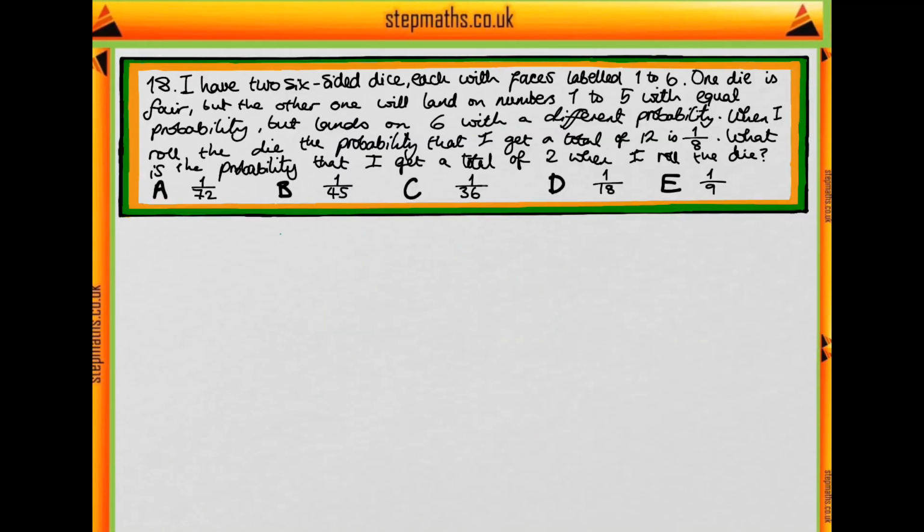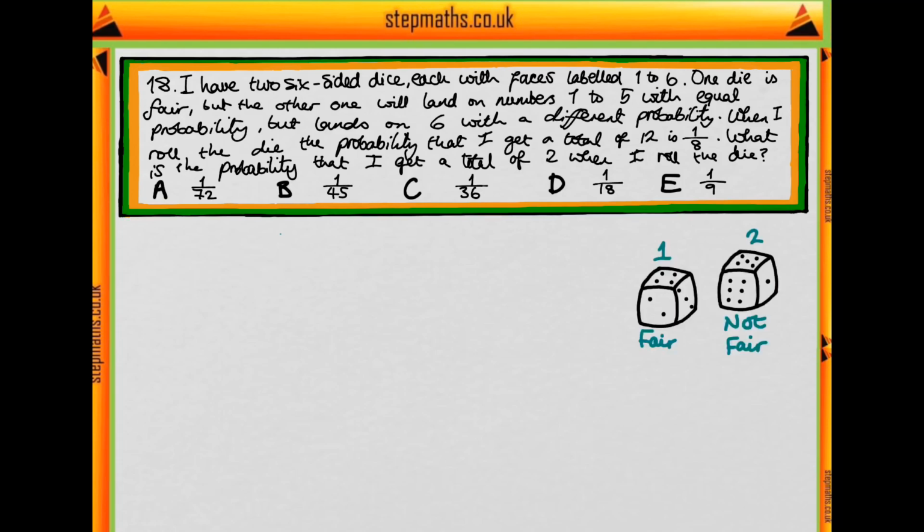This is question 18 of the Natural Sciences Admissions Assessment Specimen paper. So in this question about probability, we have two six-sided dice. One is fair and the other is not fair, because it lands on six with a different probability than the numbers 1, 2, 3, 4 or 5. And when we roll the dice, the probability that we get a total of 12 is an 8th. We want to know the probability that we get a total of 2 when we roll the dice.